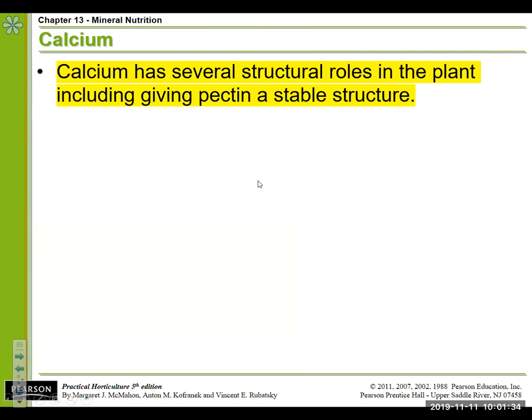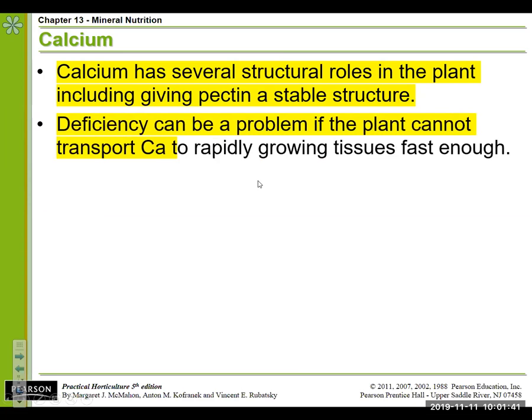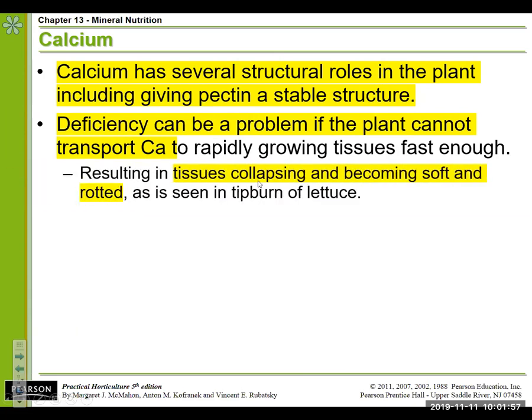Calcium, first, the structural part is it's part of the pectin, which causes a stable structure. And if we have a deficiency in calcium, it's partially just because of a lack of calcium, but also because of an inability to transport calcium to rapidly growing tissues. It happens a little bit slower. And what will happen is that the skin, the tissues will collapse and become soft and appear to be rotted. It sometimes can look like a disease.